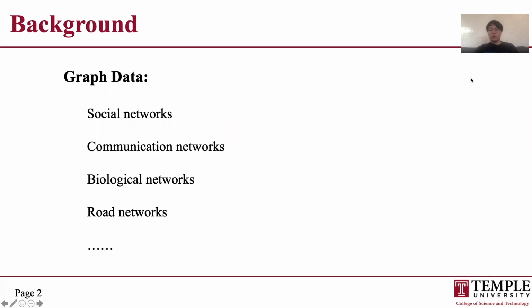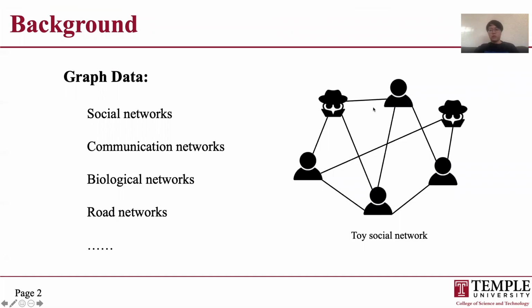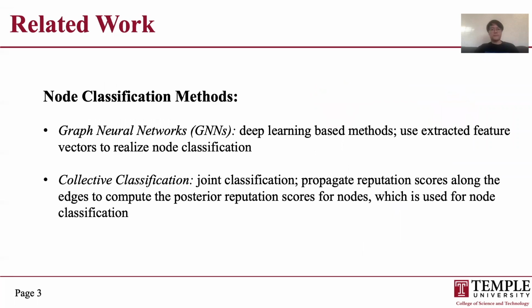Before we go to our work, let's first look at the background. As we all know, graph data is ubiquitous in many real-world applications, such as social networks, communication networks, and so on. This data can be presented as a graph structure, which contains nodes and edges. For social networks, a node could be a user and an edge could be the connection between users. However, in such networks, in addition to normal nodes, there are usually some malicious nodes, as illustrated in this toy social network. In order to detect these malicious nodes, many node classification methods have been proposed.